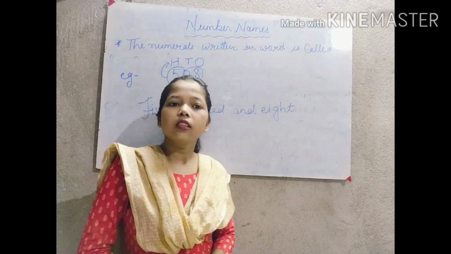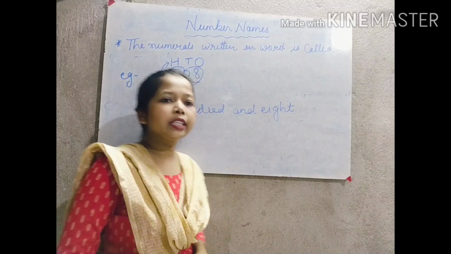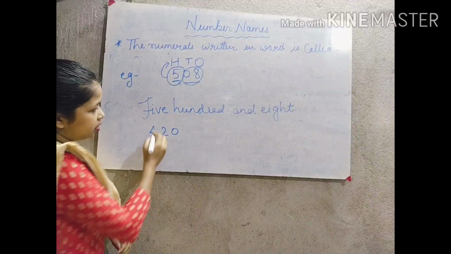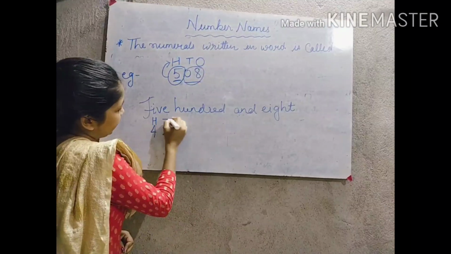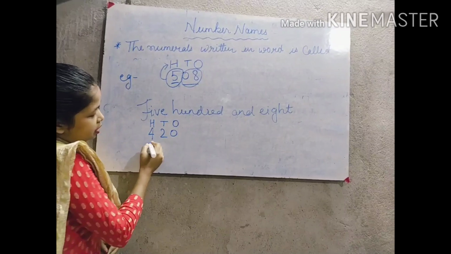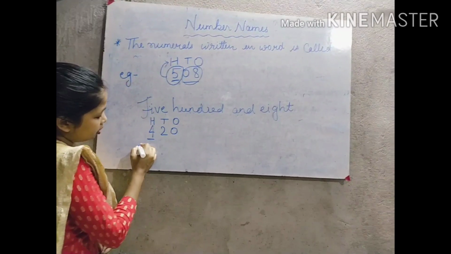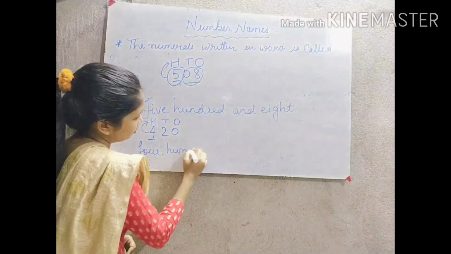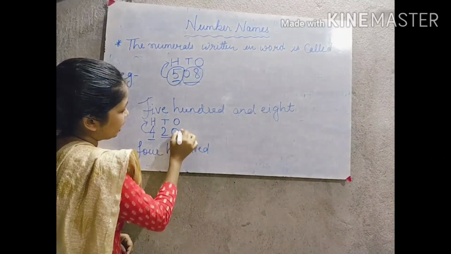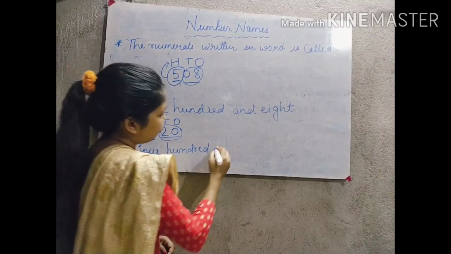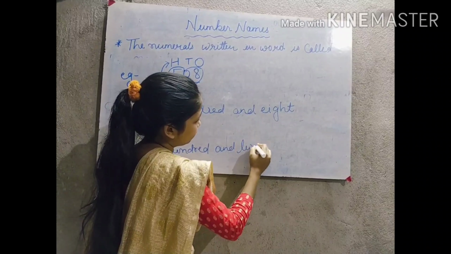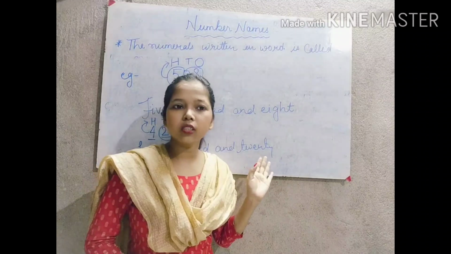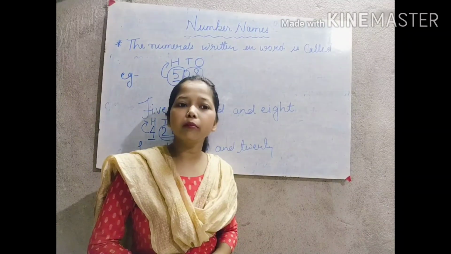Now let's see the next numeral, that is 420. Again we will write here hundreds, tens and ones. First we will start from the hundreds place. We will write here 400. And it is followed by the last 2-digit number, that is 20. So 420. Well children, you know how to write number names in words. Now let us see how to identify the numbers given in words.